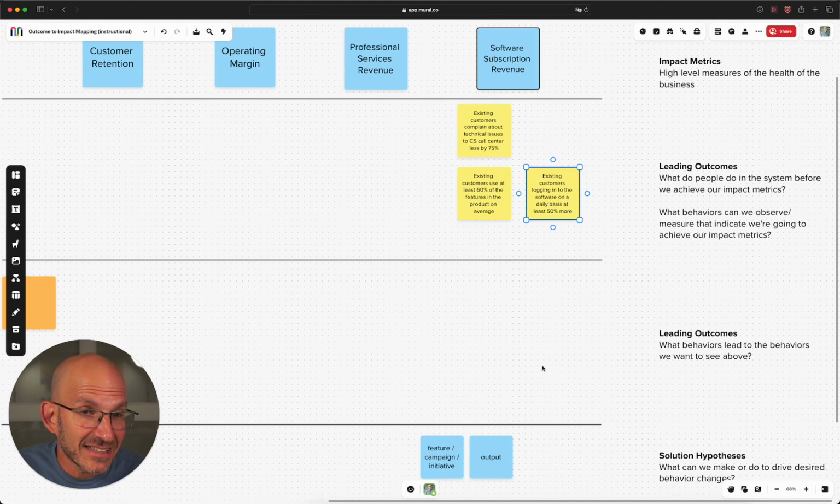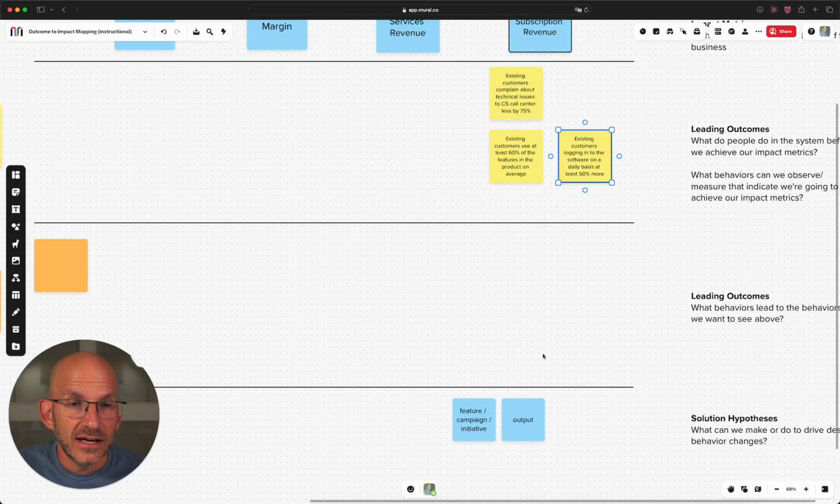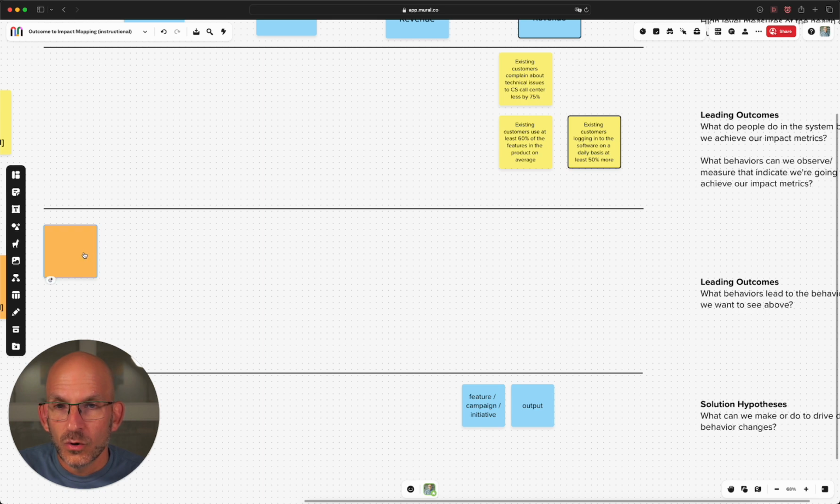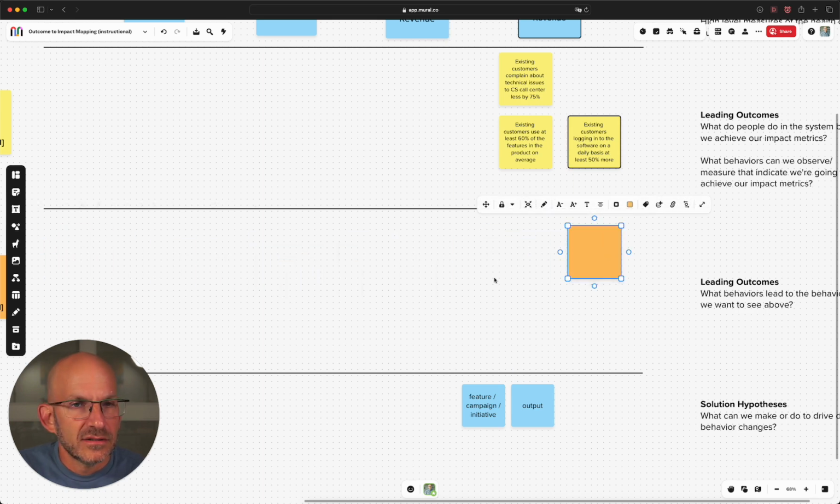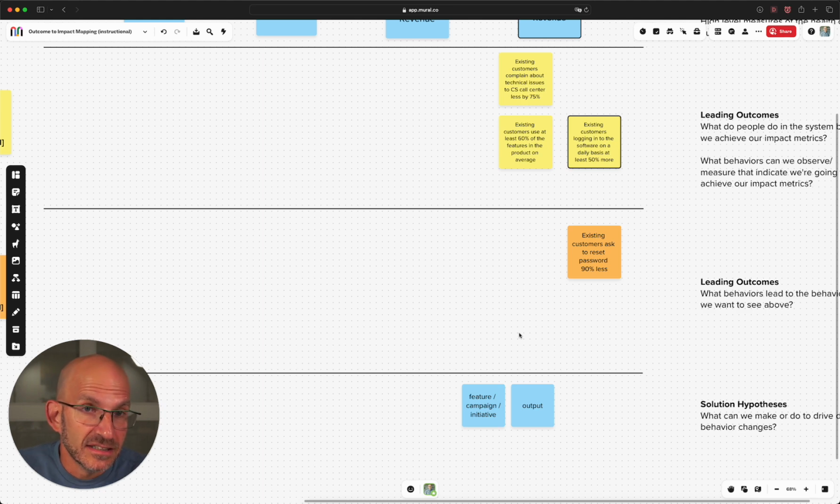And we're going to do this exact same exercise again. We're going to talk about, well, who does what by how much before existing customers log into the software on a daily basis, at least 50%? So one of the things that might happen is existing customers ask to reset password 90% less, something along those lines. Because we know that if they can sign in successfully, they're going to be more motivated to sign in on a daily basis.